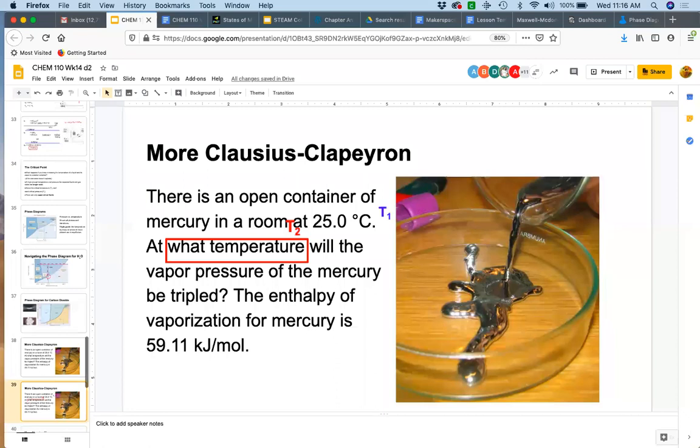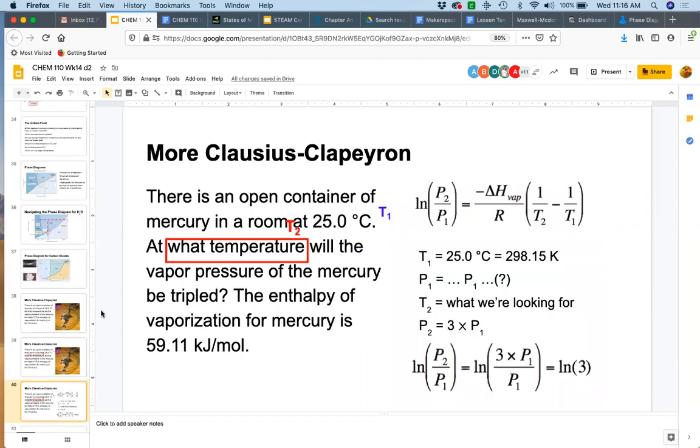The first thing I'm going to do is identify some of the information in the problem that's given. I have a temperature. Notice this is T2. My T1 is 25 degrees Celsius. So that's two pieces of information I'm going to pull out from this problem. Because I have two temperatures, I know that I'm going to use the 2-point form of the equation for Clausius-Clapeyron. This is the question that Brenda asked that was so astute: how do you know when to use which form of the equation? Well, if you're given two temperatures, then you know that you have to use this form of the equation.